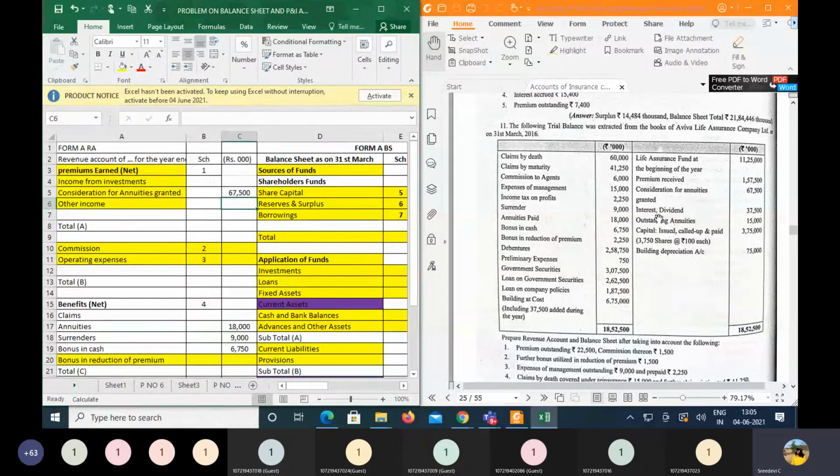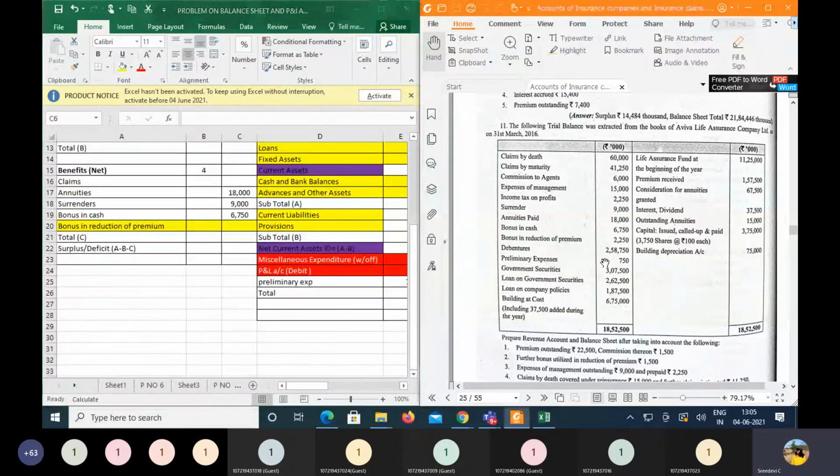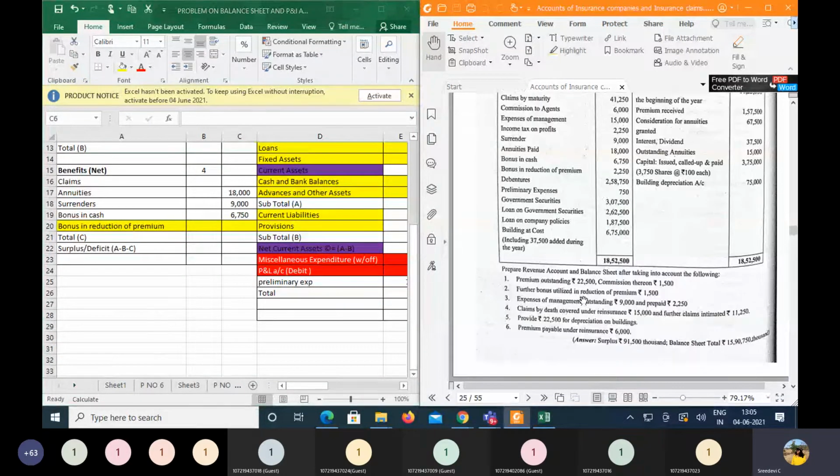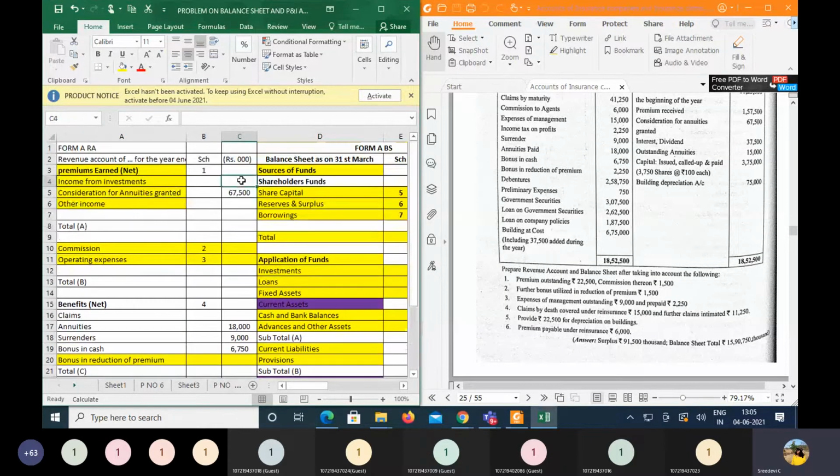Next we have interest and the dividends, and as we can see that there are no adjustments relating to interest accrued, so therefore this amount of interest can be taken into the revenue account itself under income from investments, that is 37,500. Then we have annuities, outstanding annuities.